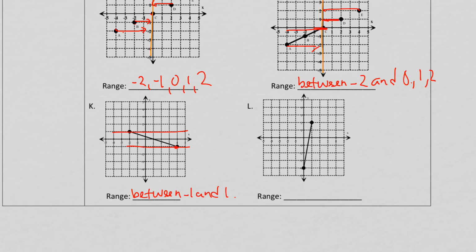Okay, for example L, the lowest point of the segment is right there, which is negative 4. So my range is between negative 4 and the highest point, which is positive 2.